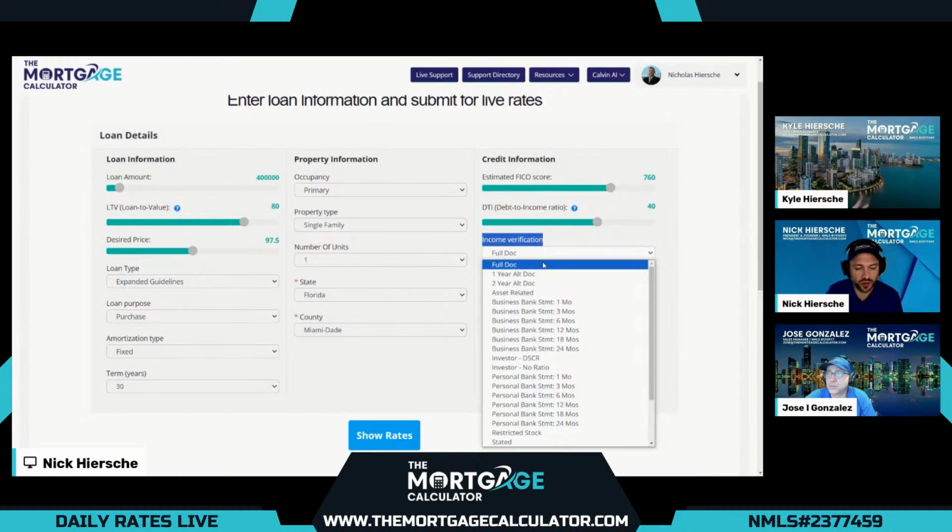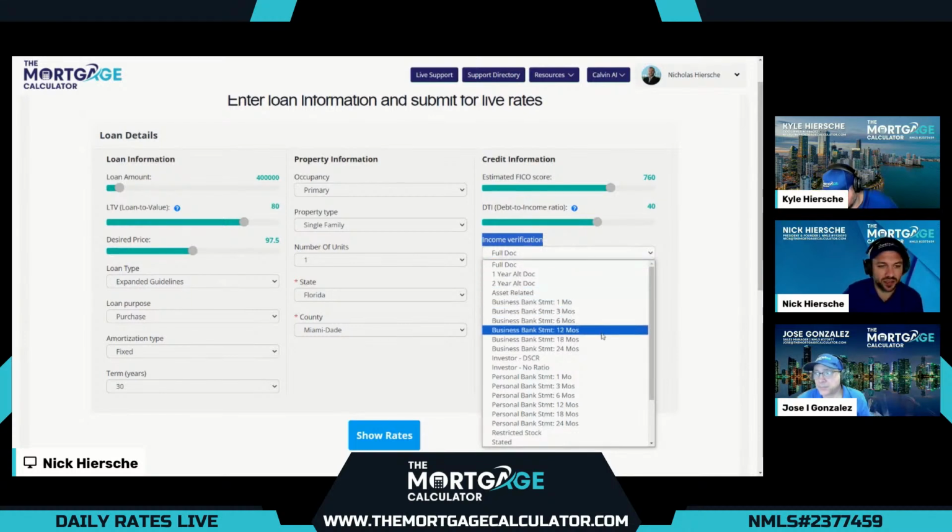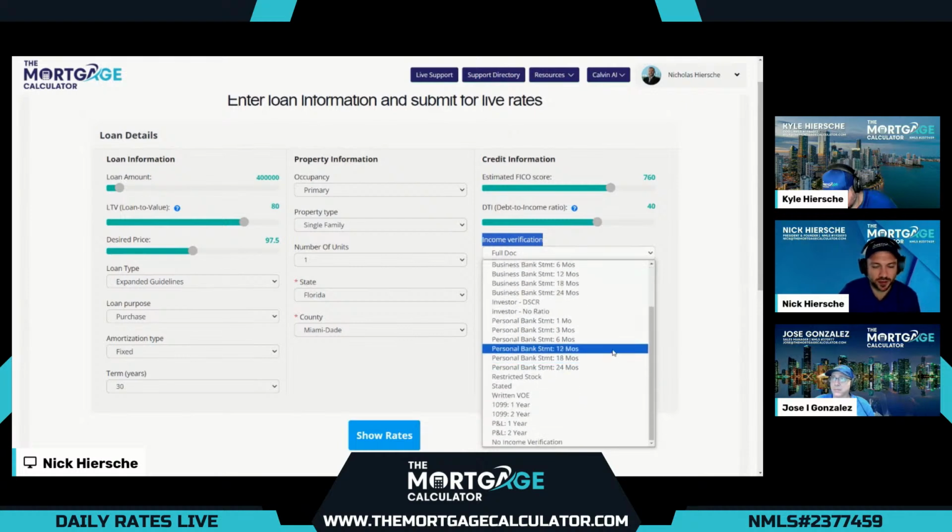So full doc is what we use for FHA and conventional, that's 2 years of tax returns. So if we don't qualify with 2 years of tax returns, we will check out one of these alternatives. We have asset related, business bank statement. The investor programs are just for investment properties. We'll pull those up in a minute.